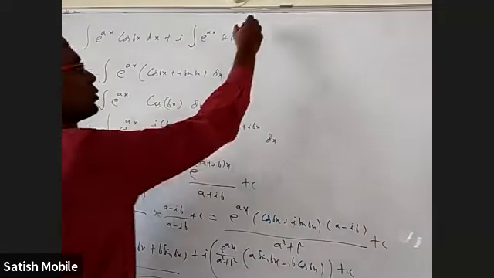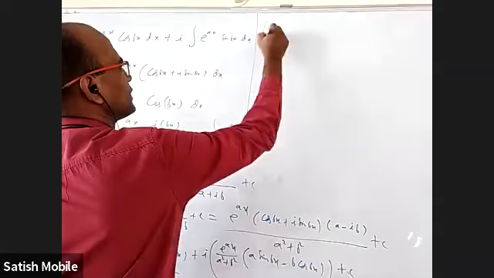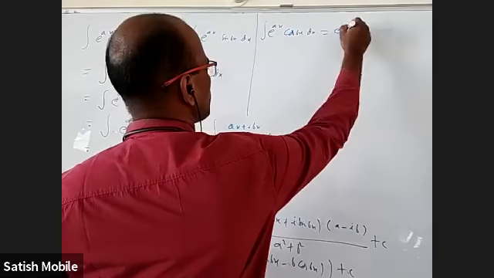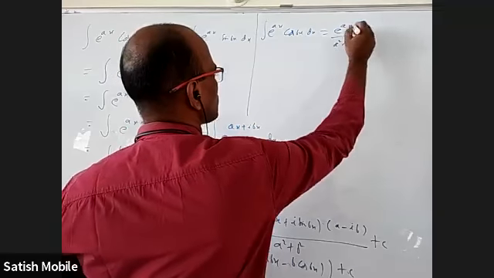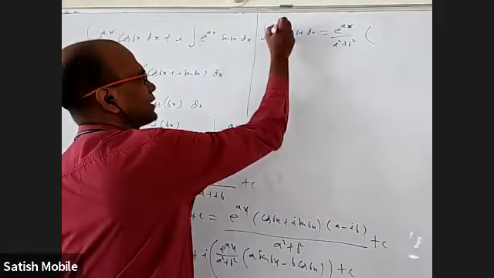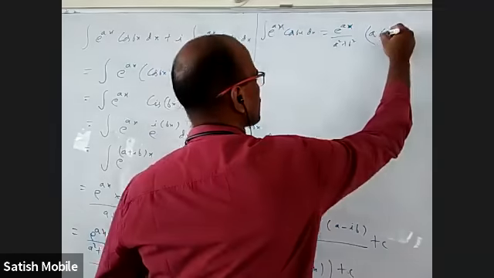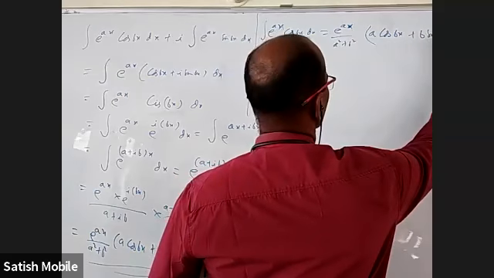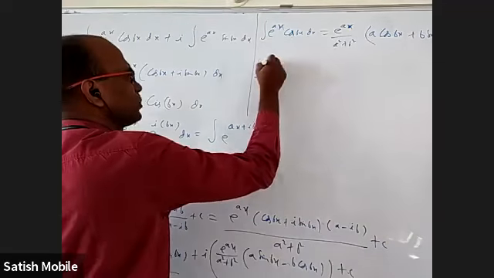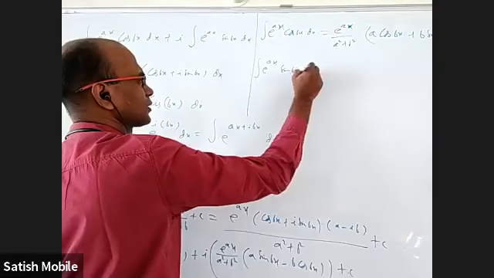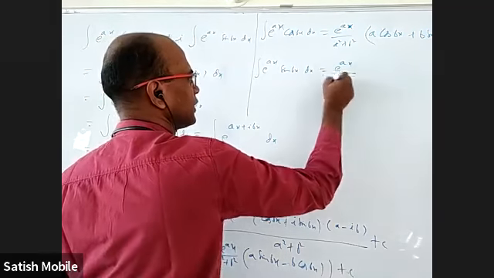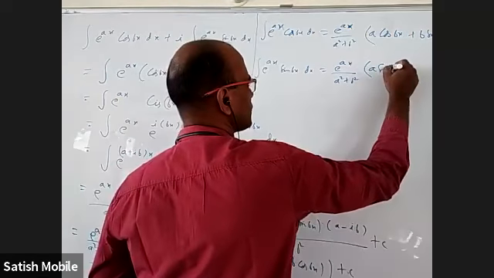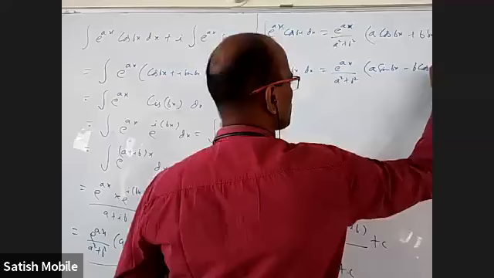So we can get the two formulas. One is integral e power ax cos bx dx is equal to e power ax by (a square plus b square), then this constant a into this, which is (a cos bx plus b sin bx) plus c. And integral e power ax sin bx dx will be e power ax by (a square plus b square) into (a sin bx minus b cos bx) plus c.